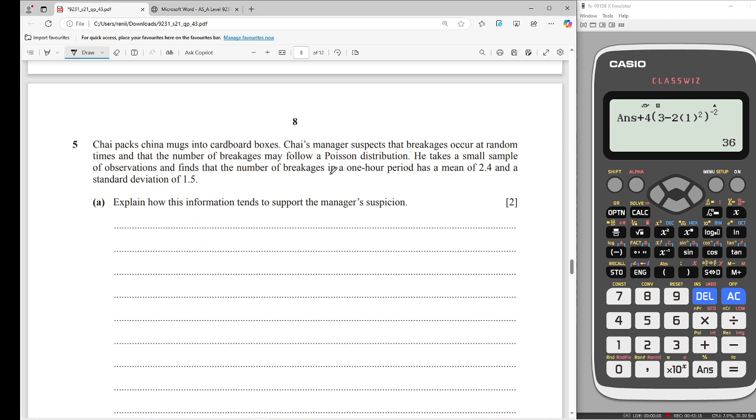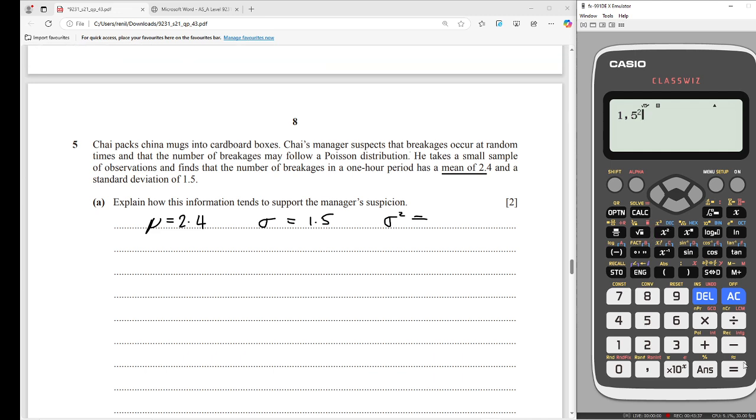So our expected value, which is just the mean, I'm going to call this mean here, mean equals 2.4. Let's put in the values we know. A standard deviation, which is represented with this symbol sigma, equals 1.5. And so what is variance? Variance is just standard deviation squared, which is equal to 1.5 squared, which I think is 2.25. Yeah, it's 2.25.